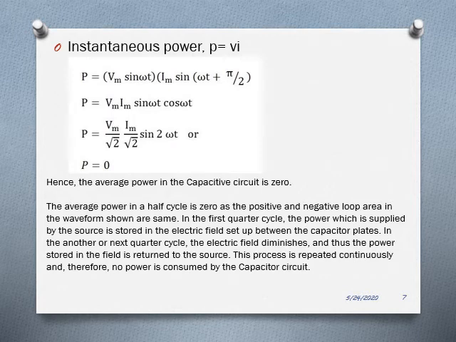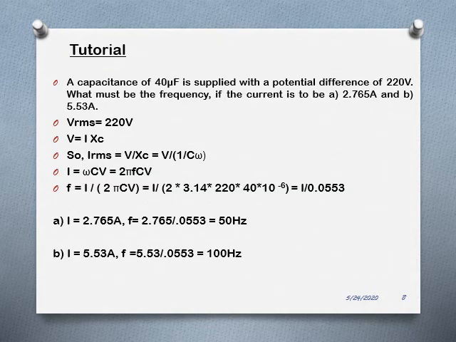The average power in a half cycle is 0 as the positive and negative loop area in the waveform shown are same. In the first quarter cycle, the power which is supplied by the source is stored in the electric field set up by the capacitor plates. In the next quarter cycle, that electric field diminishes. Thus, the stored power is returned back to the source. So, this process is repeated continuously and therefore, no power is consumed by the capacitor circuit.